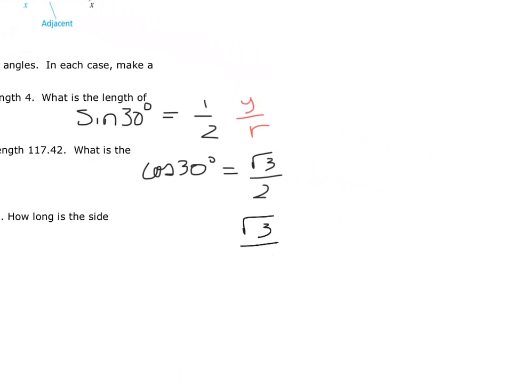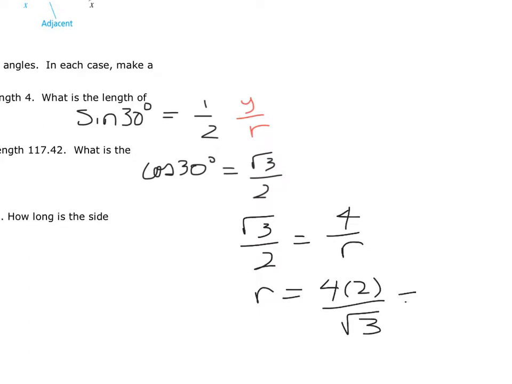The square root of 3 over 2 is equal to my x value divided by my r value. R is what I'm chasing. What was my x value? What was the side adjacent? 4. Now you just solve this. So we multiply both sides by r and divide both sides by square root of 3. So r is equal to 4 times 2 divided by the square root of 3. So my final answer is 8 over the square root of 3.